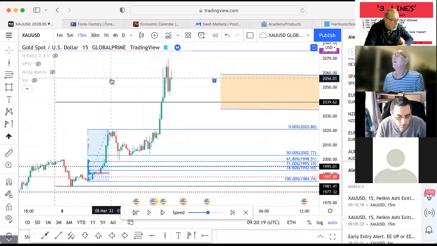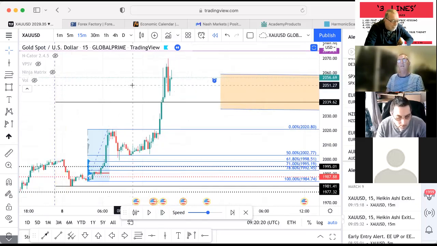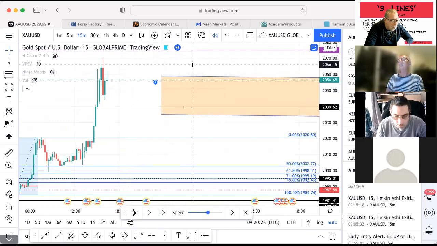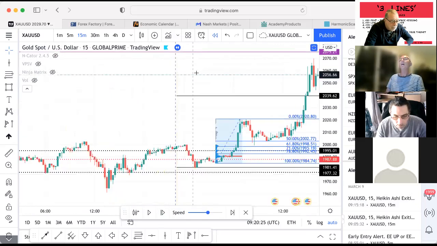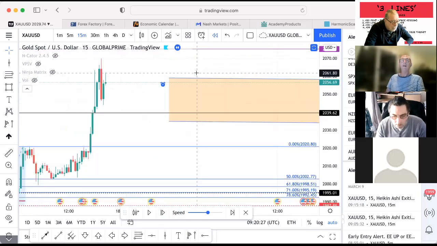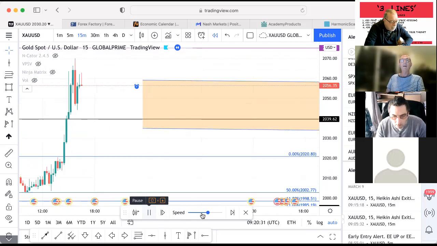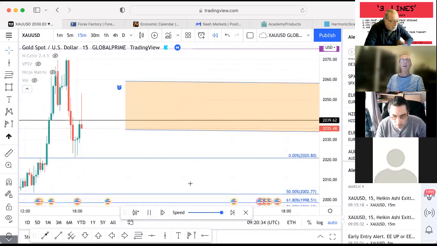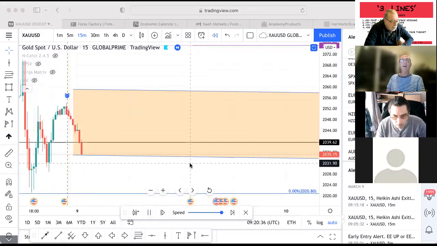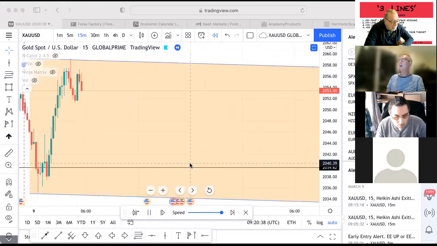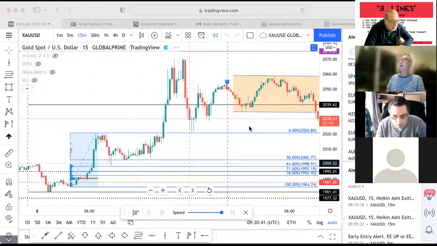If I can just go back to the 3 lines for a second, let me reset the chart. Yeah, we need to move this forward. So we'll let that move forward. I'll increase the speed. By the way, this is a great tool for backtesting, the bar replay.